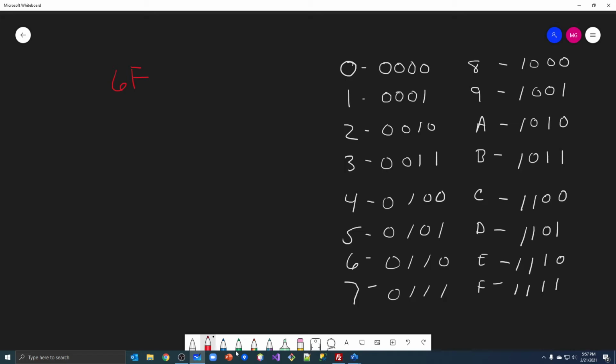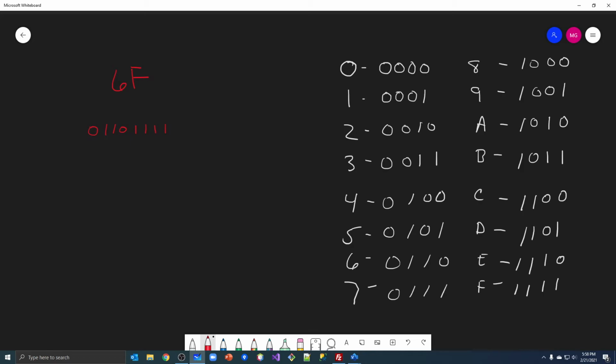All right, so 6 is... excuse me, it's not. Spoke without thinking. 0, 1, 1, 0. That's a 6. And I know an F is 4 1s. We just converted this number in hex to its binary equivalent. It's that easy, if you can do this little chart first.